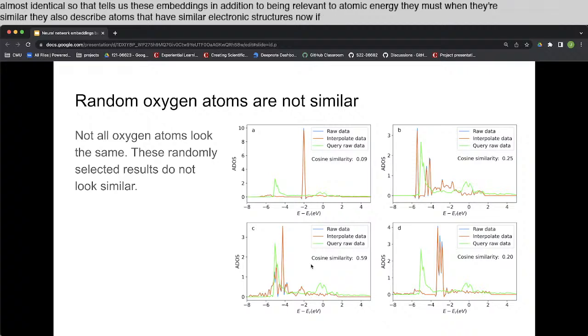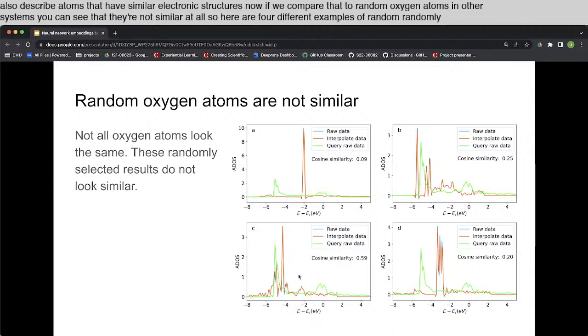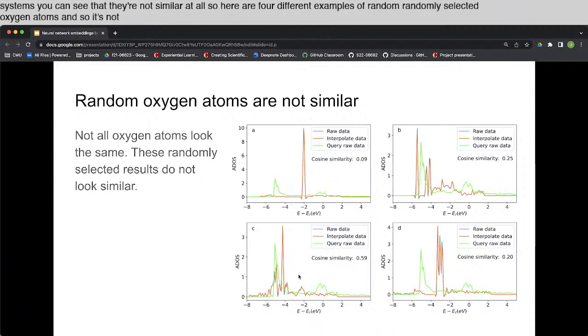Now, if we compare that to random oxygen atoms in other systems, you can see that they're not similar at all. So here are 4 different examples of randomly selected oxygen atoms. And so it's not the case that all oxygen atoms look similar, only the ones that we found are actually similar.